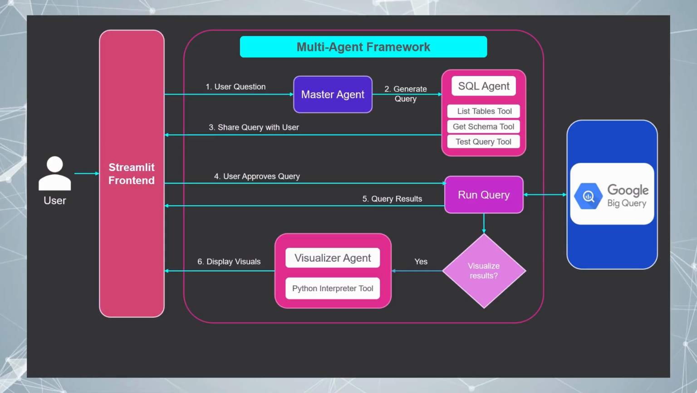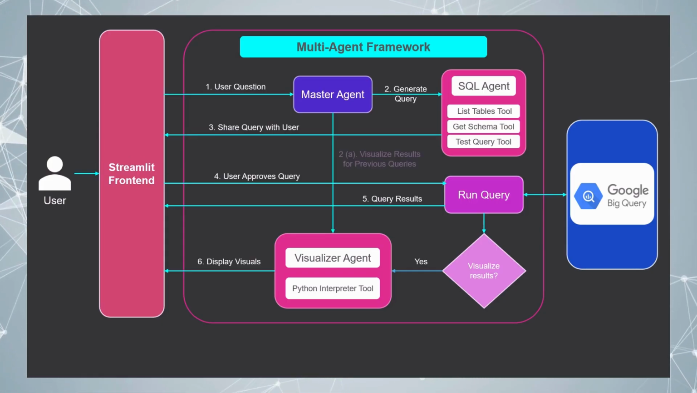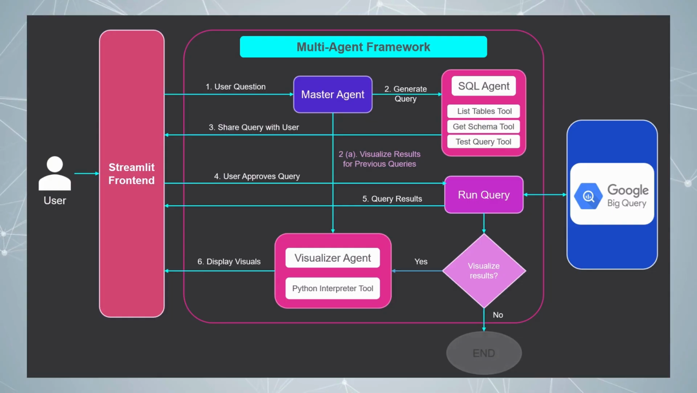The master agent can also send a direct request to the visualizer agent to show visual formats of past queries, based on user instructions, without needing to rewrite the original prompt. If no visualization is requested, the flow ends after delivering the data, thereby completing the response cycle.